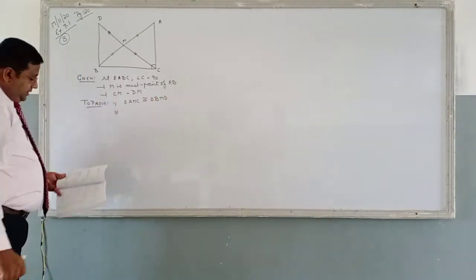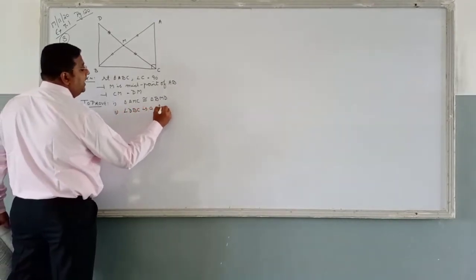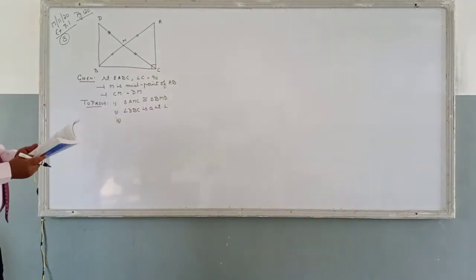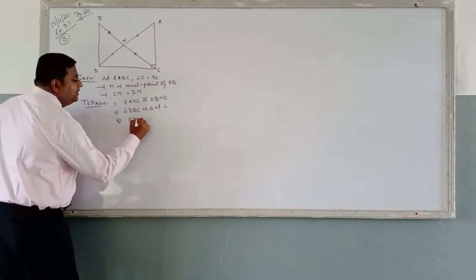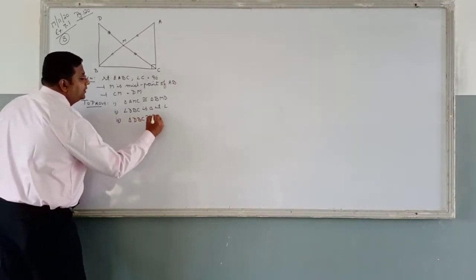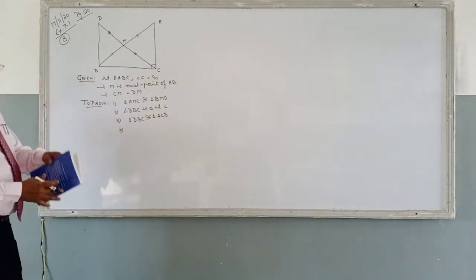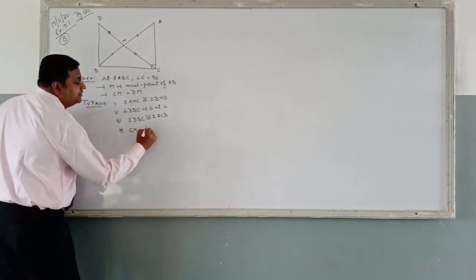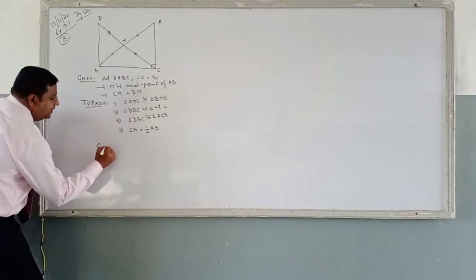Second, angle DBC is a right angle. Third, triangle DBC congruent to triangle ACB. Fourth, CM is equal to half of AB. These are the things he wants us to prove.